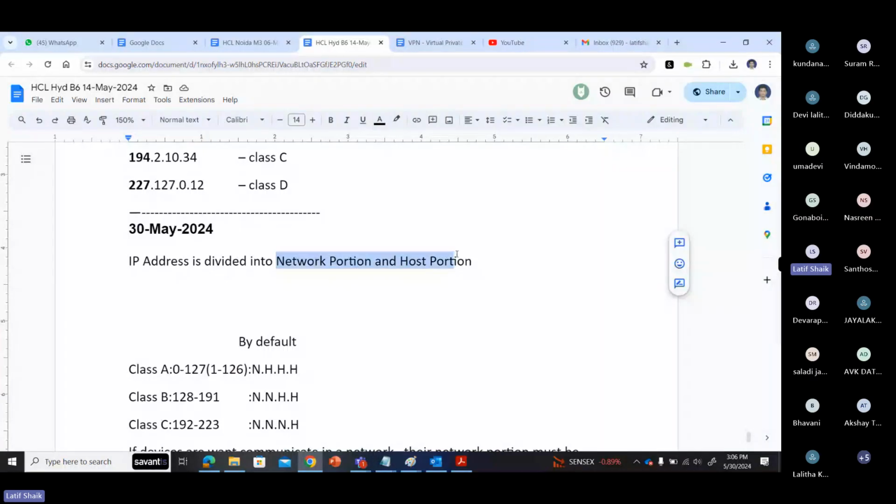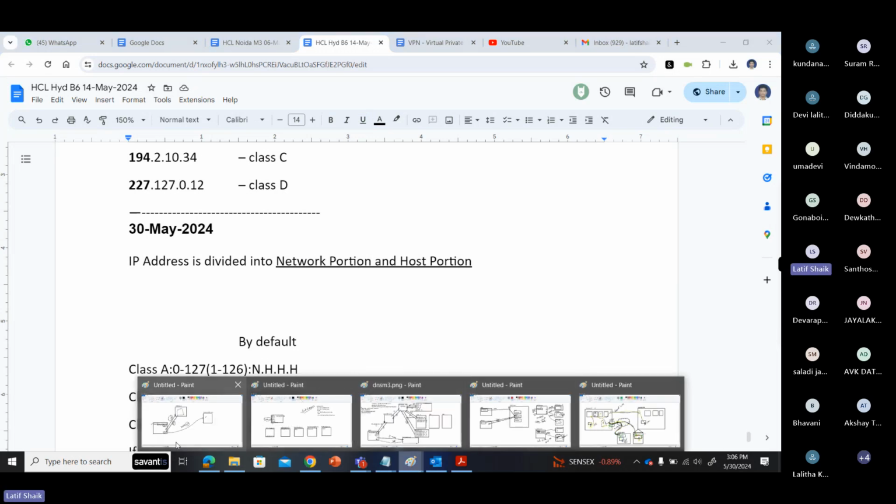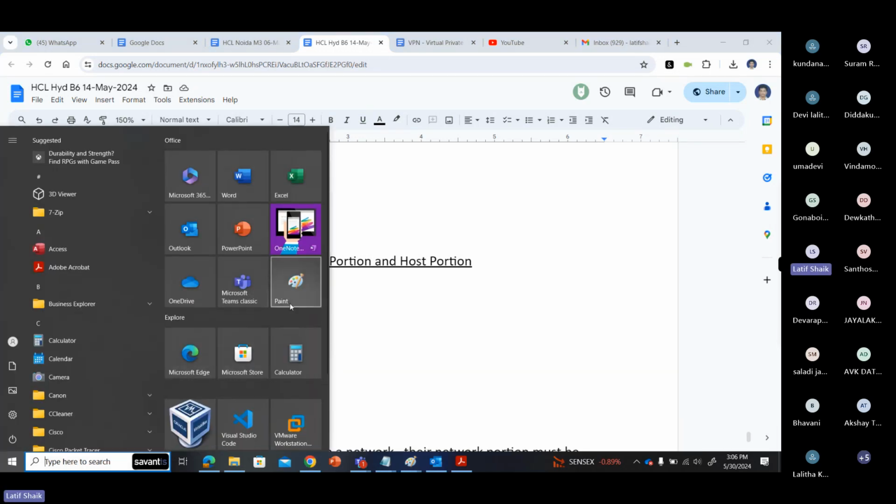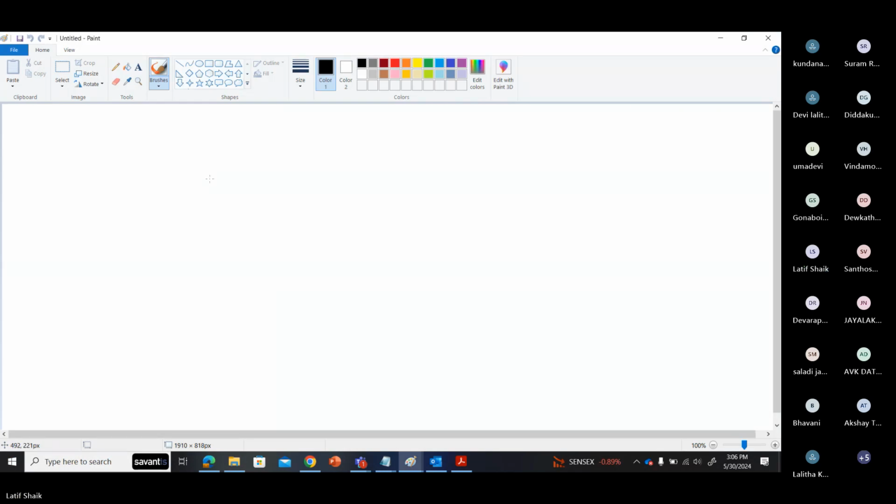An IP address has two parts. One is the network part, another one is the host part. Examples are there. So if you go to this example, one example is like this.